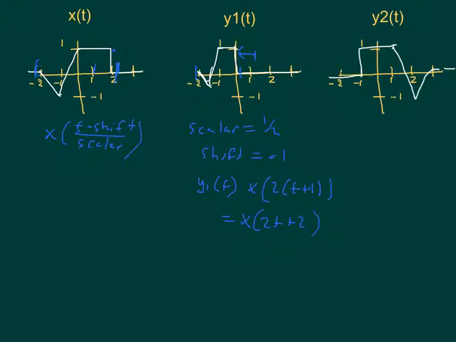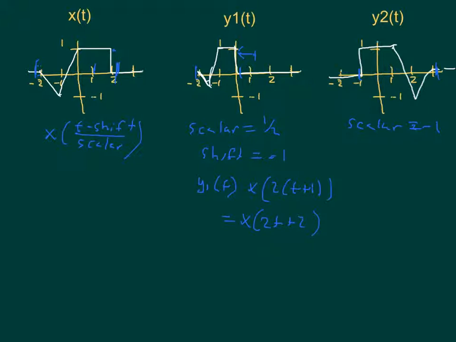At y2 of t, we can see that the width goes from -1 to 3, which is still a width of 4, meaning it hasn't been compressed or expanded, but we notice that it's flipped, as in what was corresponding to the right-hand side is now on the left-hand side, and what was on the left-hand side is now on the right-hand side, meaning our scalar is just going to be a -1.